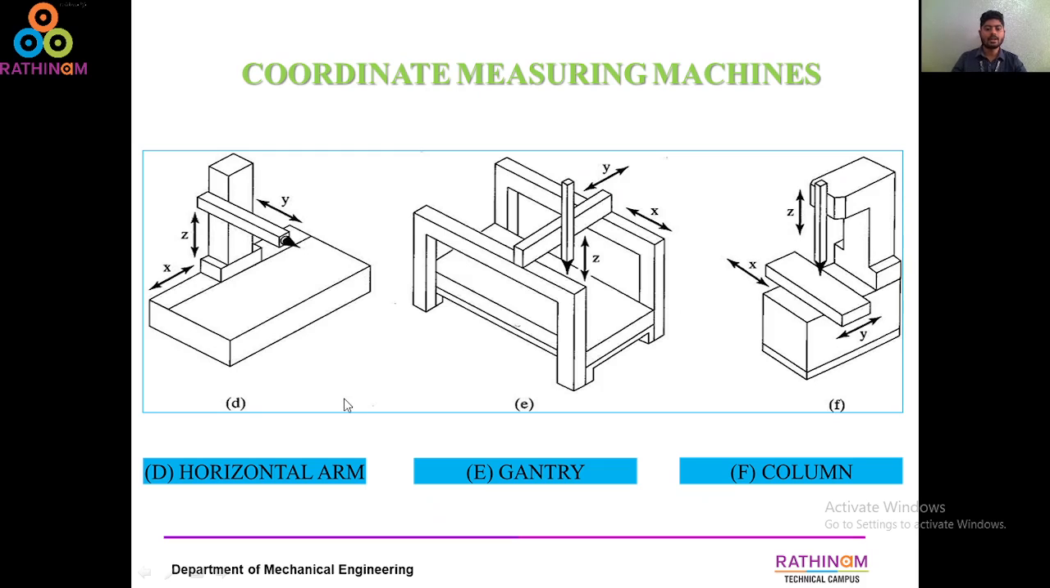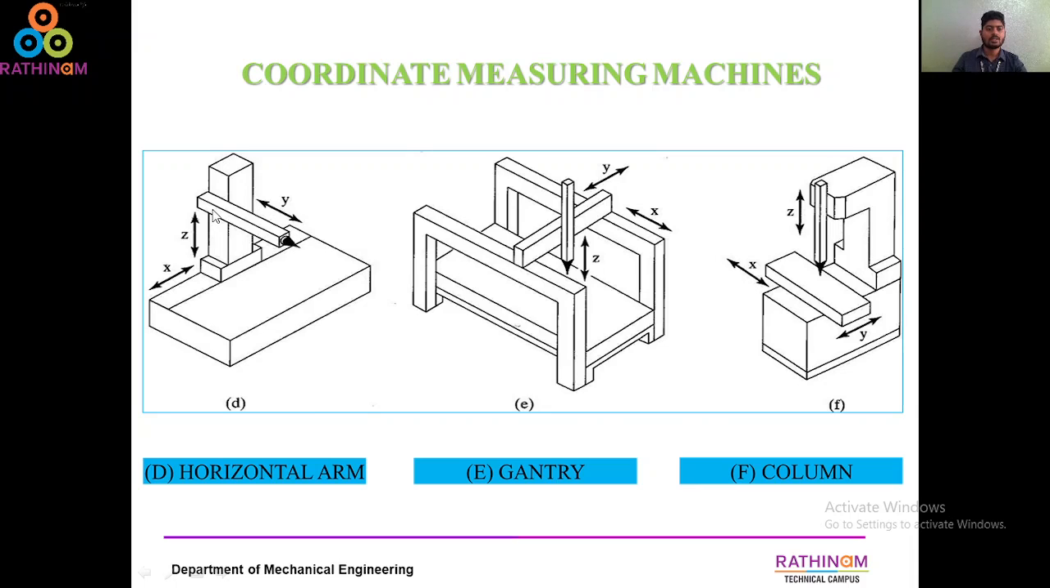Next, the horizontal arm type. This is a horizontal arm type. It looks like a cantilever type of coordinate measuring machine, but the arm length is shortened compared to the cantilever type. So it is a small type of measuring machine. The cantilever type will be bigger than this. Here also there is x direction, z direction, and y direction.